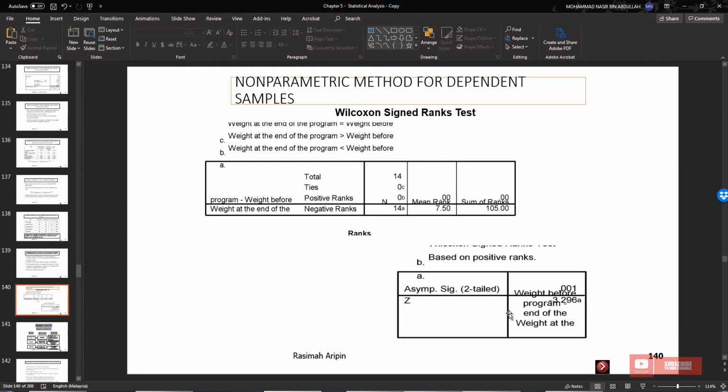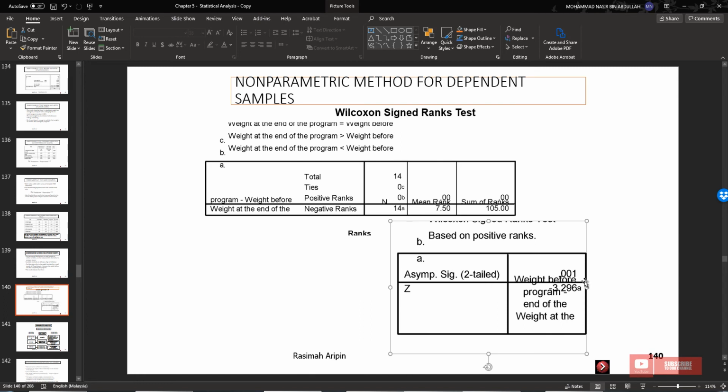Right, here you will see two tables, first table and second table. But if you look into the second table, you will see the p value and the z value, right? So this is going to indicate whether the hypothesis is accepted or rejected, right? When the p value is less than 0.05, we're going to reject the null hypothesis. So it means that there is a significant difference between before and after.